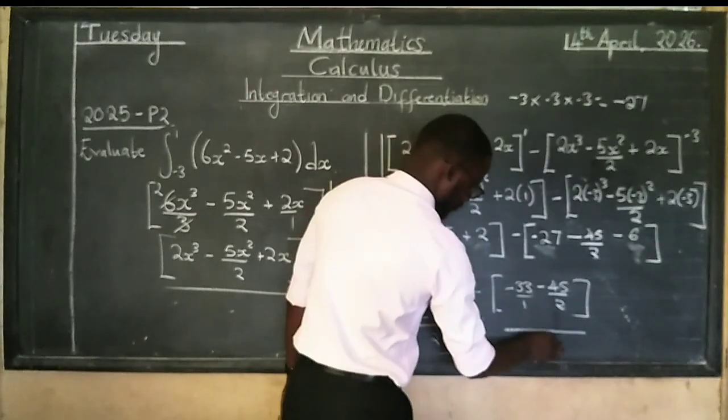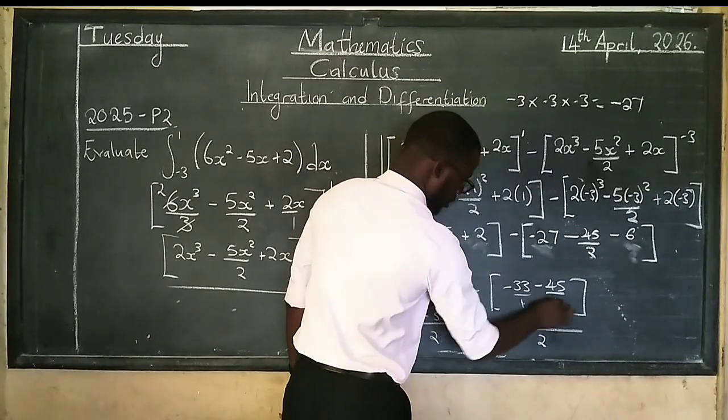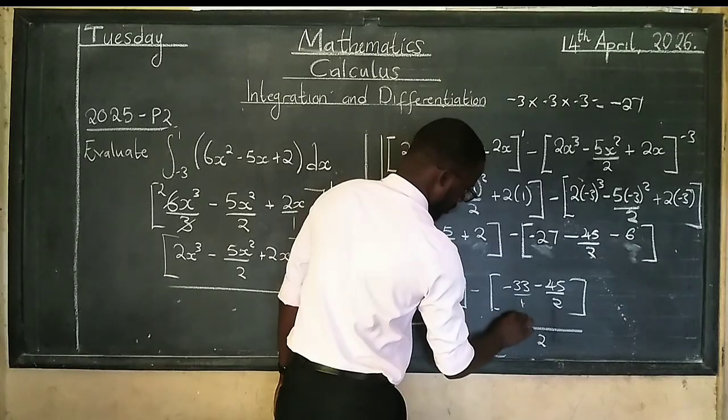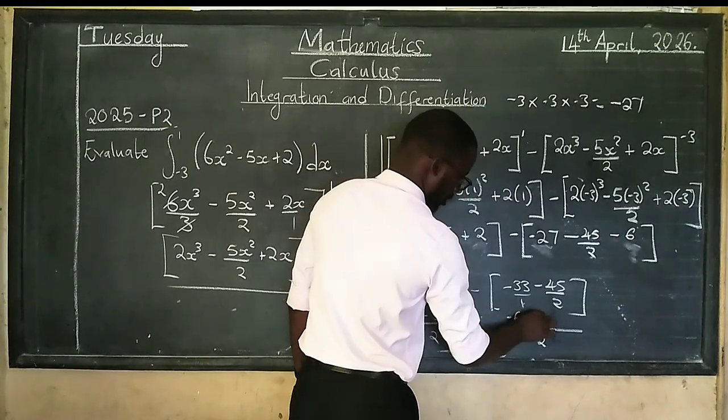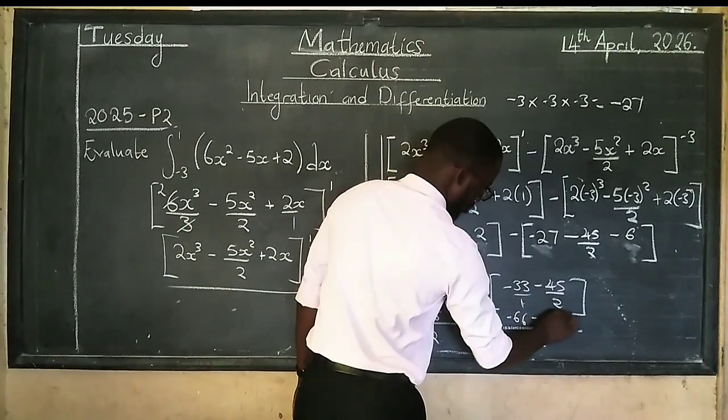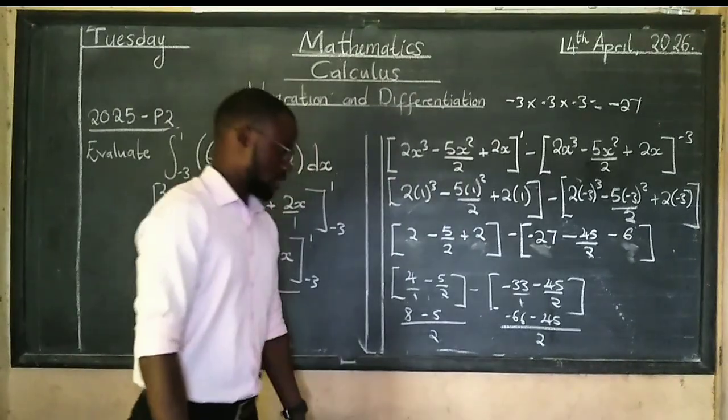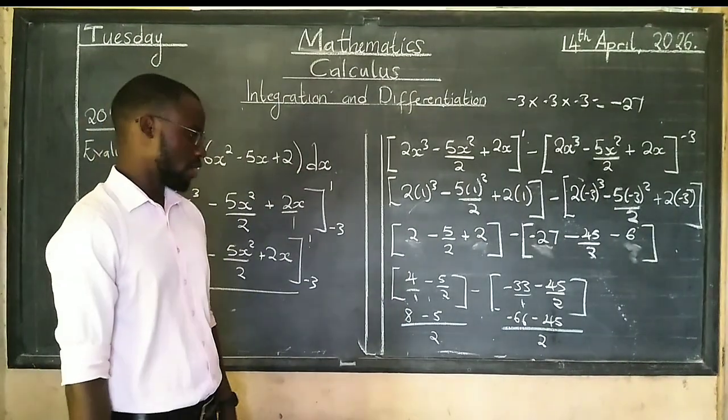And then here, this times this is 2, this times this is minus 6, then this times this is minus 45. You can finish it from there.